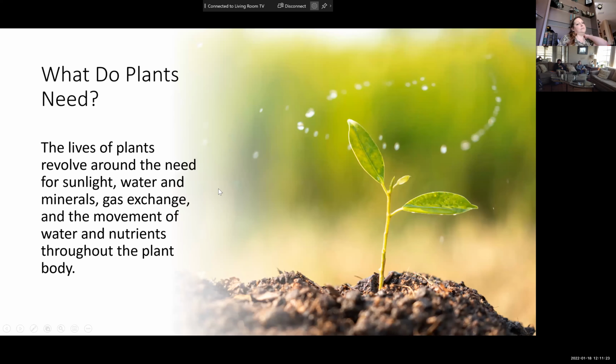So what do plants need? The lives of plants revolve around the need for sunlight, water, minerals, gas exchange, and the movement of water and nutrients throughout the plant body. These are all things they're going to need to keep on doing their thing.